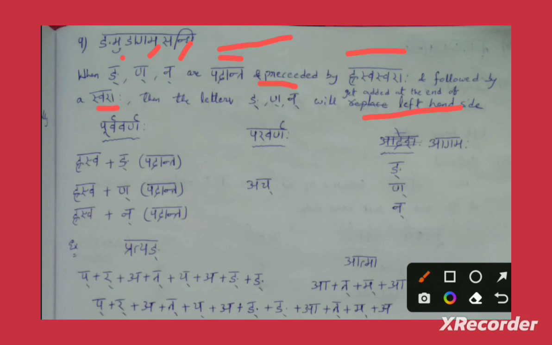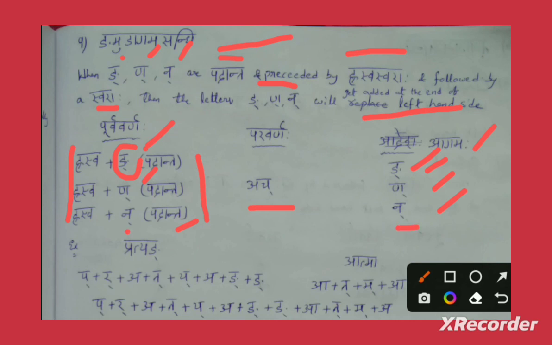Namudagama Sandhi is when the three nasal letters, Nyakara, Nakara and Nakara, are Padanta, or at the end of a Padam, and preceded by a Hrasva Swara, which is a short vowel, and followed by a Swara, which is Ach. Ach means vowel. Then Agama will happen. Agama means a new letter. An additional letter will get added at the left hand side. What is that additional letter? The same letter which is at the Padanta will get added additionally. If it is a Nakara, Nakara will get added additionally.